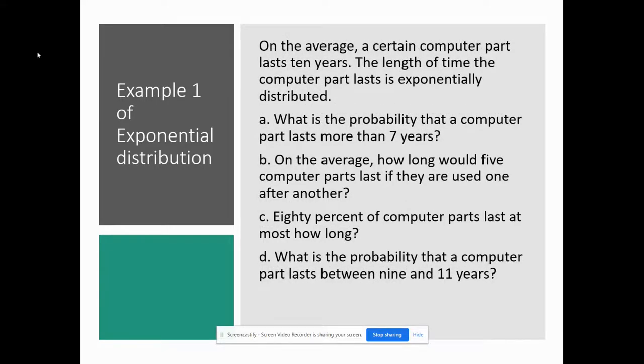So on average, a certain computer part lasts 10 years. So we're going to answer the following questions using that information. A, what is the probability a computer part lasts more than 7 years? B, on average, how long would 5 computer parts last if they were used one after another? C, 80% of computer parts last at most how long? And D, what is the probability that a computer part lasts between 9 and 11 years?